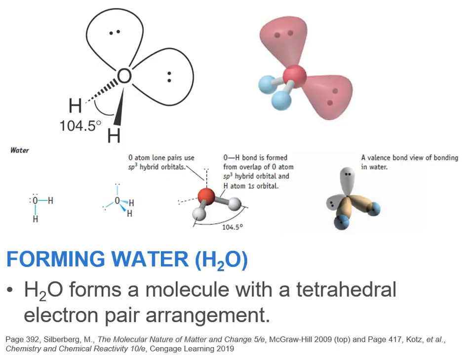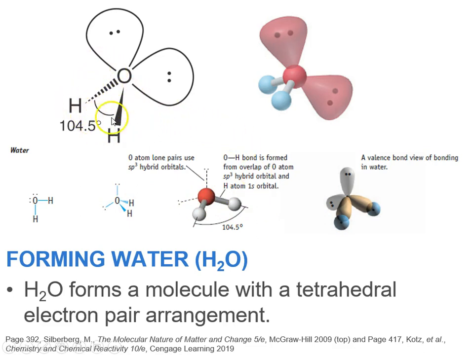So water is a good example of this. I have a whole bunch of pictures of water. Here's our Lewis structure of water, and we would draw it at the electron pair arrangement, but we have 2 bonds and 2 pairs, which means the shape of water is angular or bent, and that's shown right here.